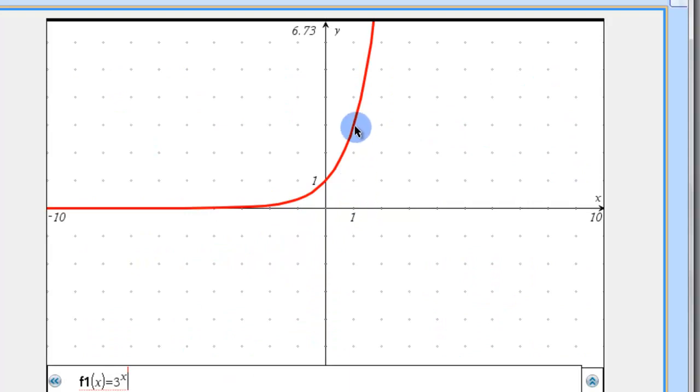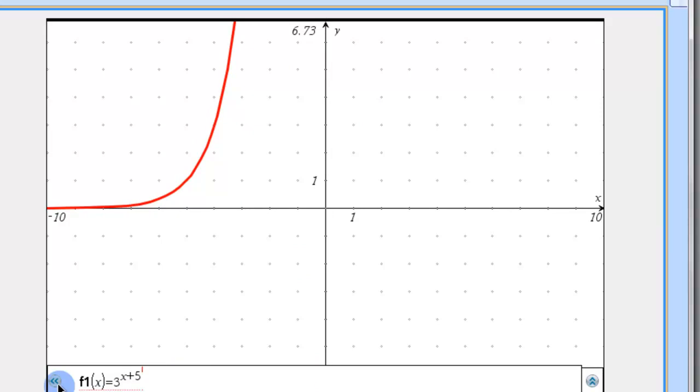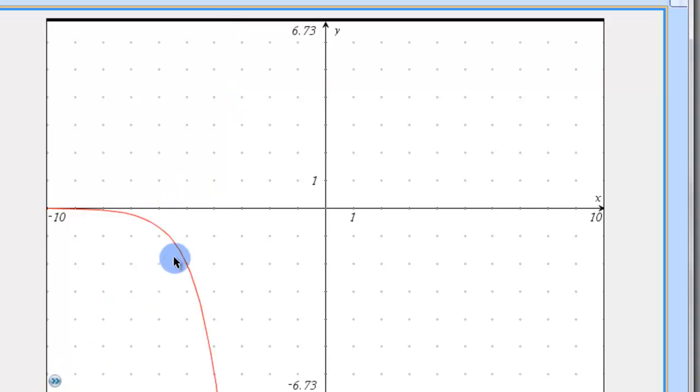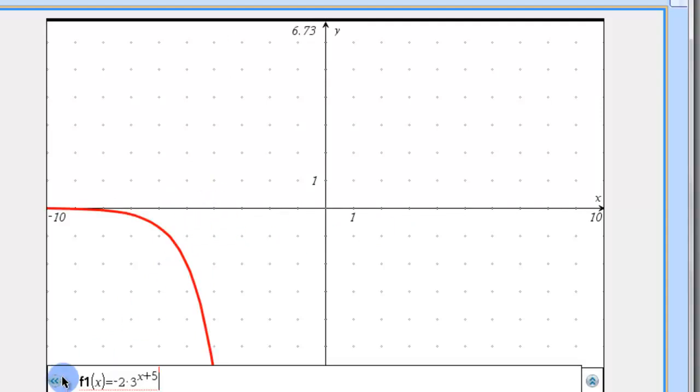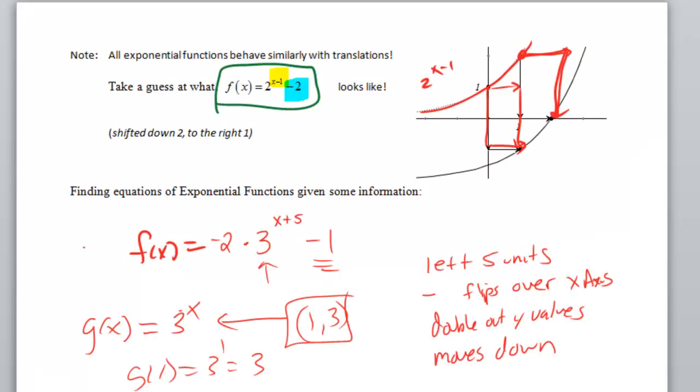Okay, let's look at the graph. Here's my point 1, 3. If I move to the left 5, let's do that. There we go. We moved it to the left, 1, 2, 3, 4, 5. Let's double it and then flip it over. There's the flip over, and all the points have doubled now. And it moved over. So now let's finally move everything down 1. Because the horizontal asymptote was at y equals 0, if I subtract 1, now the horizontal asymptote should be at y equals negative 1. Okay? So everything will work the same with all the other transformations as before.